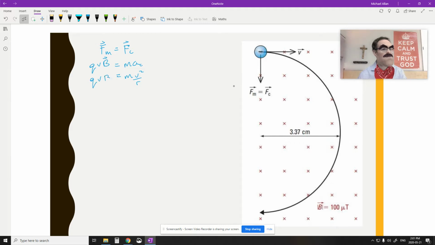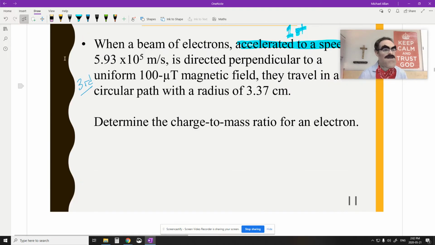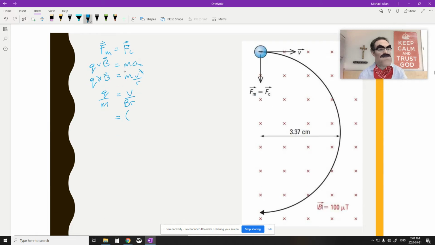Just substitute things that we know. Cross one of those velocities off there, and we're going to find charge to mass here. So I'm going to divide the B down to the other side. Cool. So this is where P got stuck before, but now because we have the velocity selected, we know the speed of these electrons, which is 593,000 meters per second.